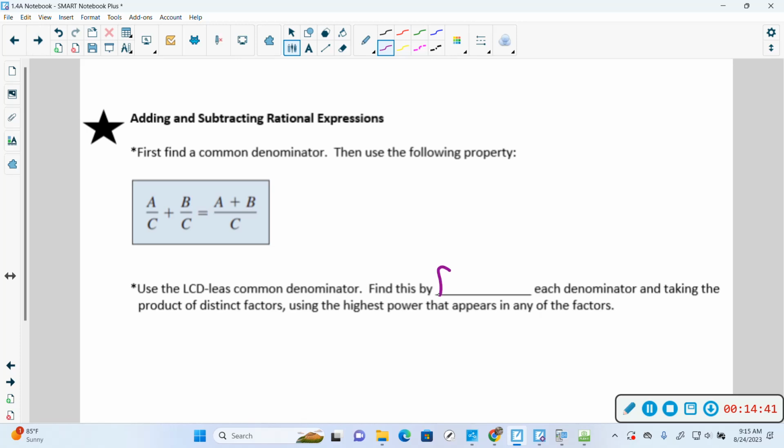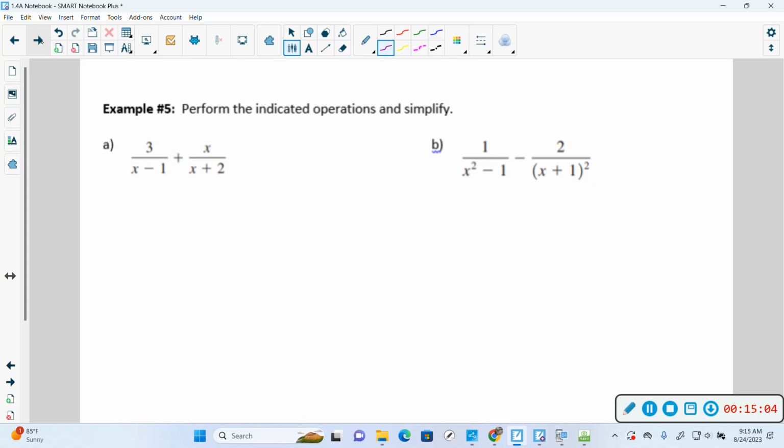By factoring. So, like I said, I think I said factor like 50 times already today. So if you're like, I don't know how to start it, factor. We're going to factor each denominator. We're going to take a look at the factors, and we're going to make our denominators match. That is the key. Anytime you have to add or subtract fractions, it is just more work. So here we go.